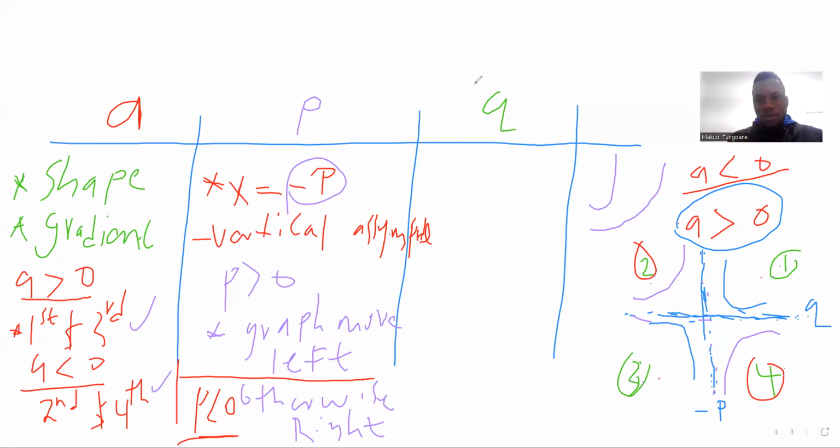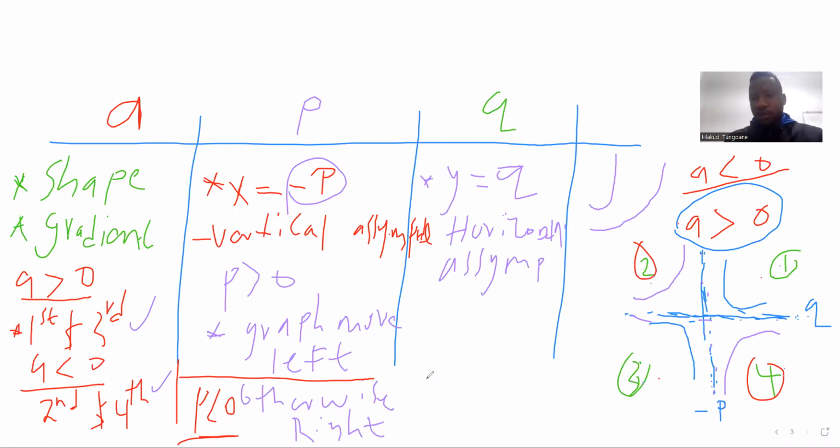Okay, Q affects the vertical shift. So firstly, we said Q. Okay, y equals Q. Sorry. Let's see. Yeah, y equals Q is firstly the horizontal asymptote, right? So it's a horizontal asymptote. So y equals Q. That's horizontal asymptote.